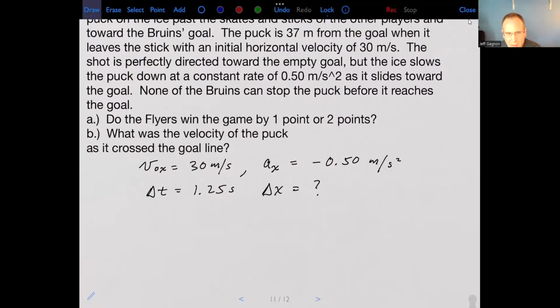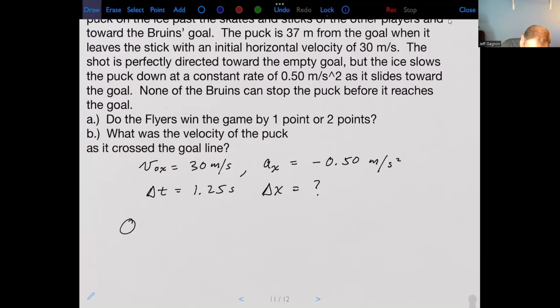By the way, the other way that you could do this problem is you could assume that the displacement is 37 meters, and you could solve for the time, delta t, and if that is less than 1.25 seconds, then it must have scored, right? So you could solve this a couple of different ways, okay? So let's see, if we do it this way, okay, actually, I'm going to draw a picture as well here.